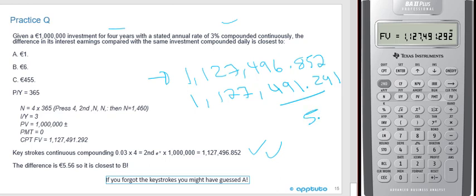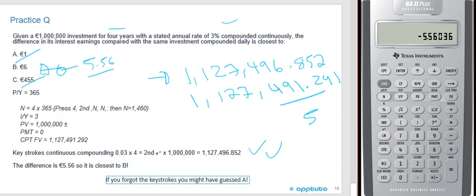So I can see I don't even really need to do it on my calculator. I can see it's around 5 and change. So A, it can't be 1. It's not €1 and it's not 455. So it's 6. But if I just want to hit equals there and subtract it just to finish it off, 1,127,496.852, the difference is €5.56. So it's closest to B, 6.